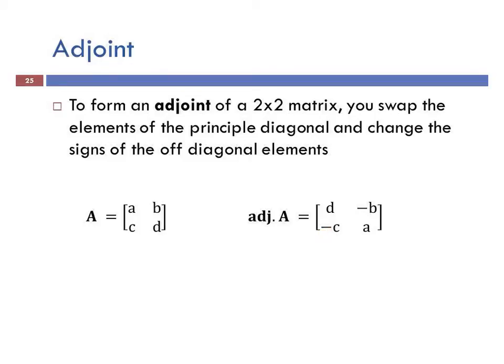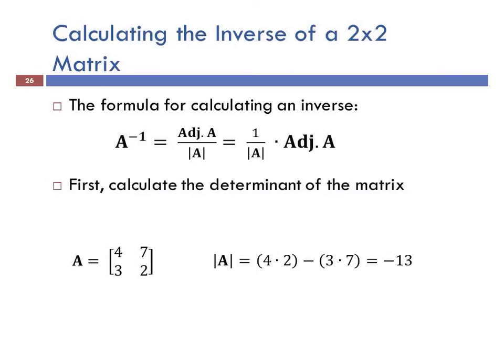So C is negative and B is negative. They aren't swapped. They stay in the same place. They're just negative. So we've now created the adjoint of a matrix. The overall formula for calculating an inverse is we're going to do 1 over the determinant. And remember, the determinant is a single number. So essentially what we've done here is we've created a scalar, or a single value: 1 over the determinant of A, and we're going to multiply that by the adjoint of A.